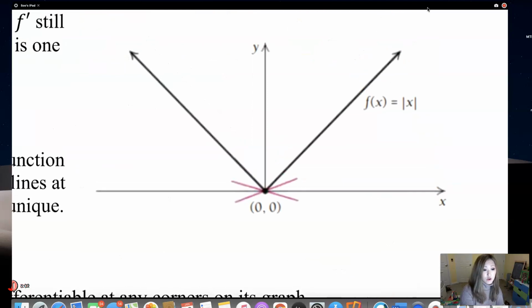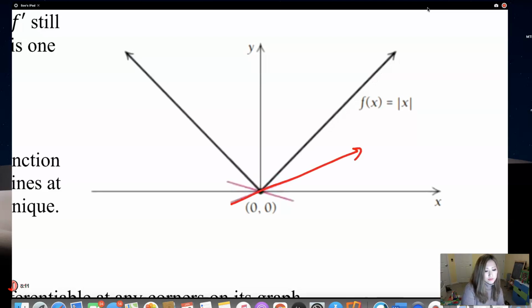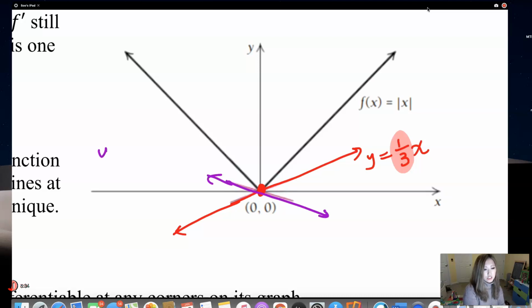Take a look at this picture for me. If I try to draw a tangent line, I can draw this line. It looks like maybe a line that's going half x. That may be an equation of that line. What is the slope of that line? Slope is 1/3, right? But I can draw another tangent line. Can you see this one? I may say this equation is like y equals negative 1/4 x. It's going through the origin, but it's going down from left to right, and it looks like negative 1/4.